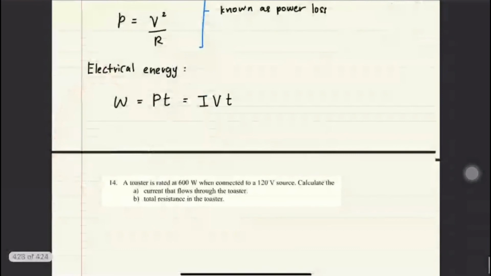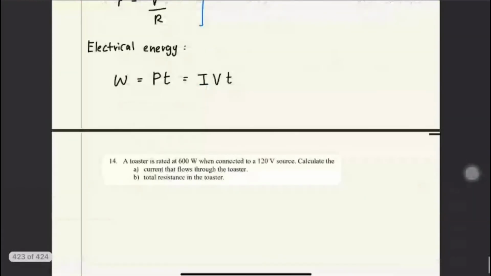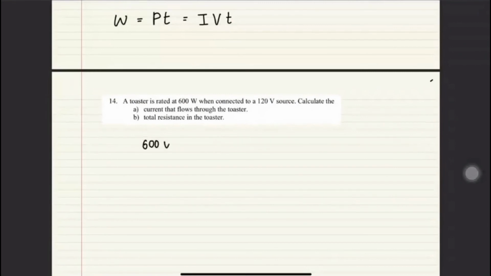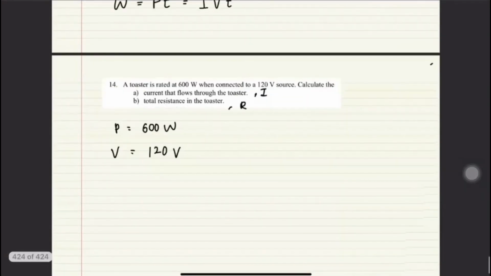Okay. Kita cuba tengok example. Dia kata sini, a toaster is rated at 600 watt when connected to a 120 volt source. Calculate the current that flows through the toaster, total resistance of the toaster. Okay, yang 600 watt tu simbol apa kita nak represent? P. Yes, P. Yang 120 volt source tu? V. V, correct. Soalan satu nak apa? Current, so I. Soalan dua ni nak R. So senang so if you want to get I from P dengan V, you can use formula P equals to IV.